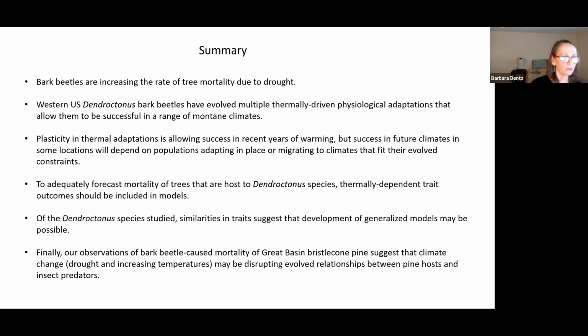So a few summary words. Bark beetles are definitely increasing the rate of tree mortality due to drought. I think that's shown in Europe as well.